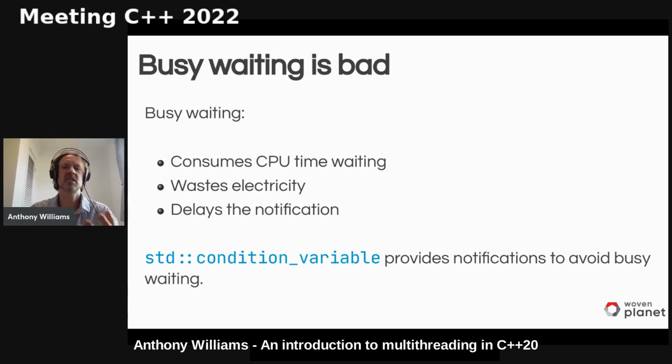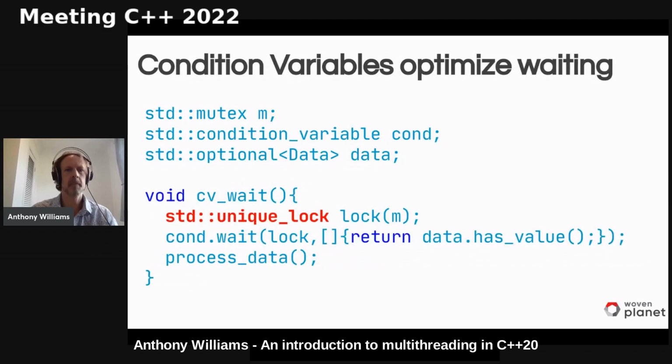A condition variable provides us a way of avoiding the busy wait. It's an optimization. So this is where you use unique_lock, because unique_lock has this magic power that you can unlock during its lifetime and then relock it again. And so you can pass it into a condition variable that does just that. It unlocks the mutex whilst it's waiting. Then it locks it in order to check the predicate, that the data has a value, and then it will exit that wait when the predicate returns true, and then we know that we can call process_data safely.